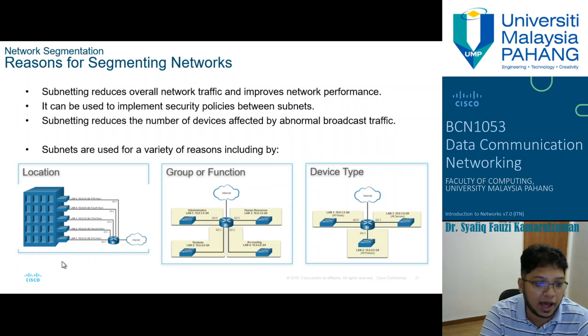So there are several reasons that you have. For example, you want to split according to the location of your network. It means that you have multiple floors of a building, and you want to split them according to the floor. So this is why we do subnetting as well.